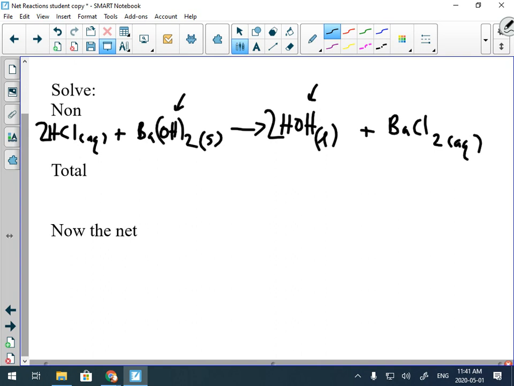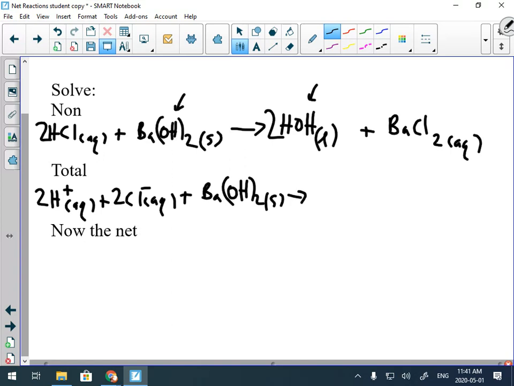So we have to break apart aqueous substances and strong acids. 2 hydrogen ions plus 2 chloride ions. Leave that solid together, barium hydroxide. Okay, water. Do we break apart water? No, we don't. Liquids, solids, gases, and weak acids don't break apart. So we leave that exactly as is. Oh, this one's aqueous. We have to break it apart.